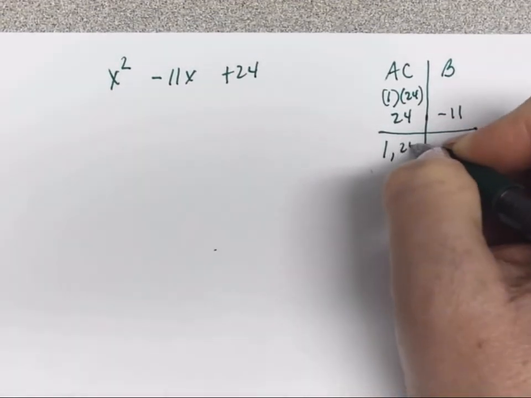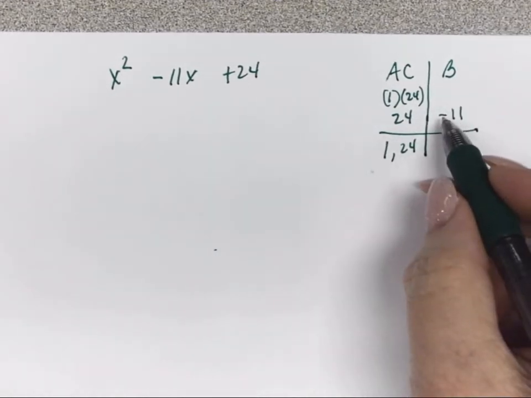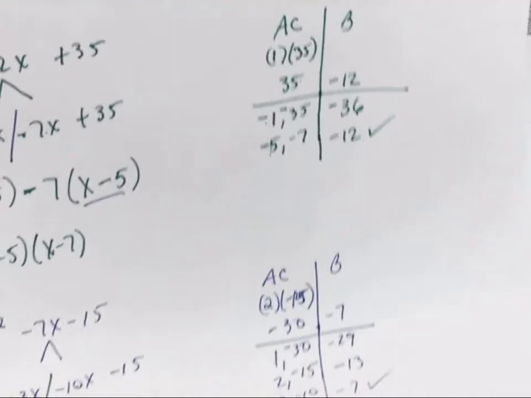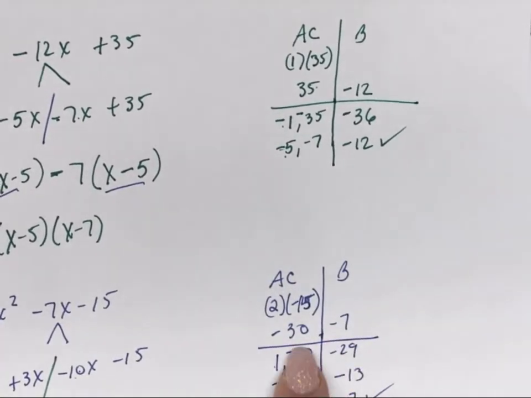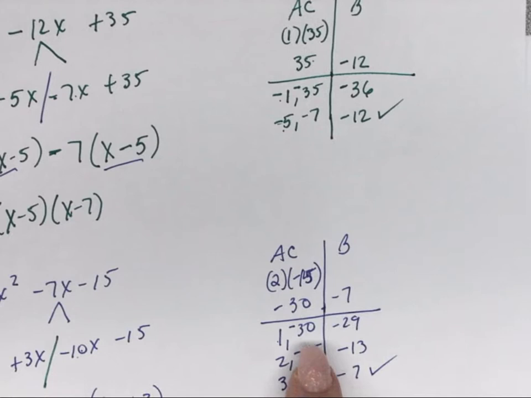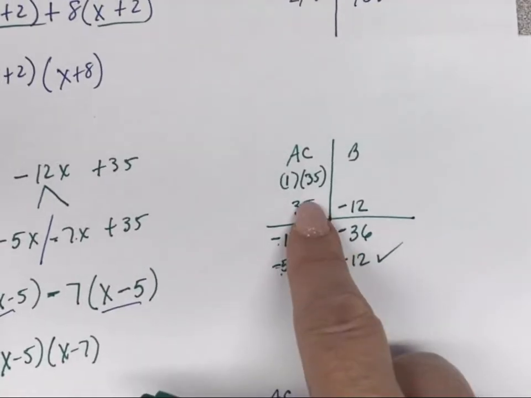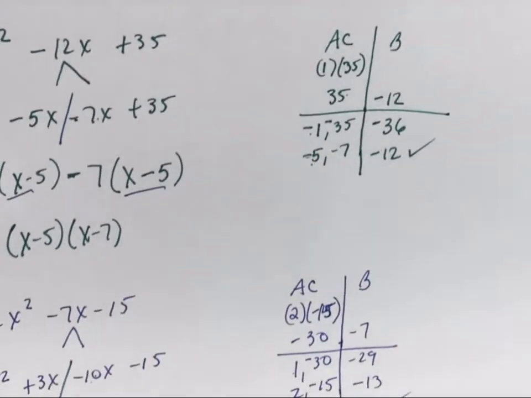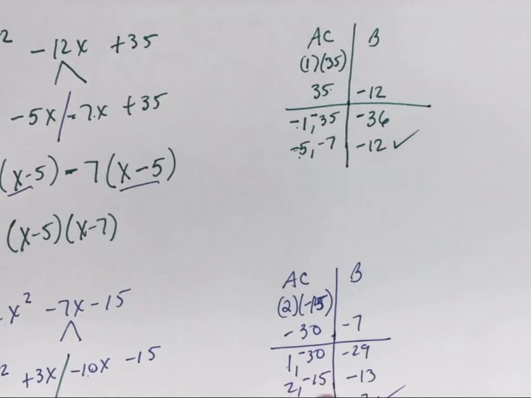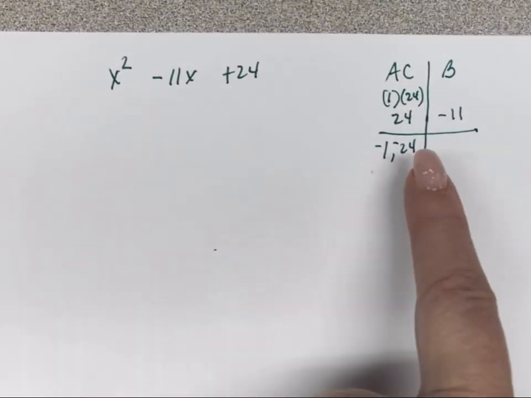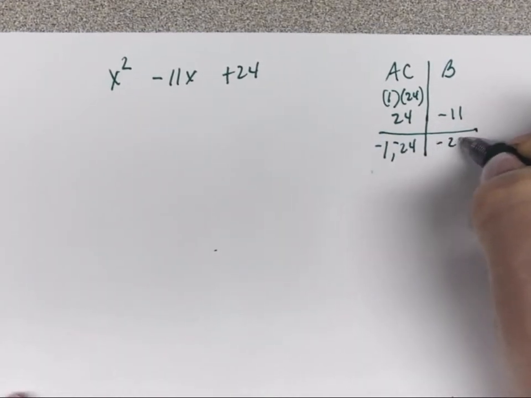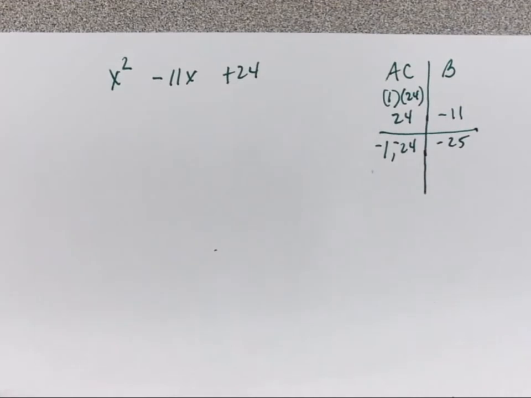So 1 times 24 gets me 24, but to get that negative sign, they'll both have to be negative in this case because I have a positive and a negative. Last time, we had a negative to a negative, so only one of the numbers was negative. So pay attention to that. Here we had a positive with a negative, so they're both negative. So double negative over here, when I add them, I get negative 25. Not the right number, but I got the right sign.